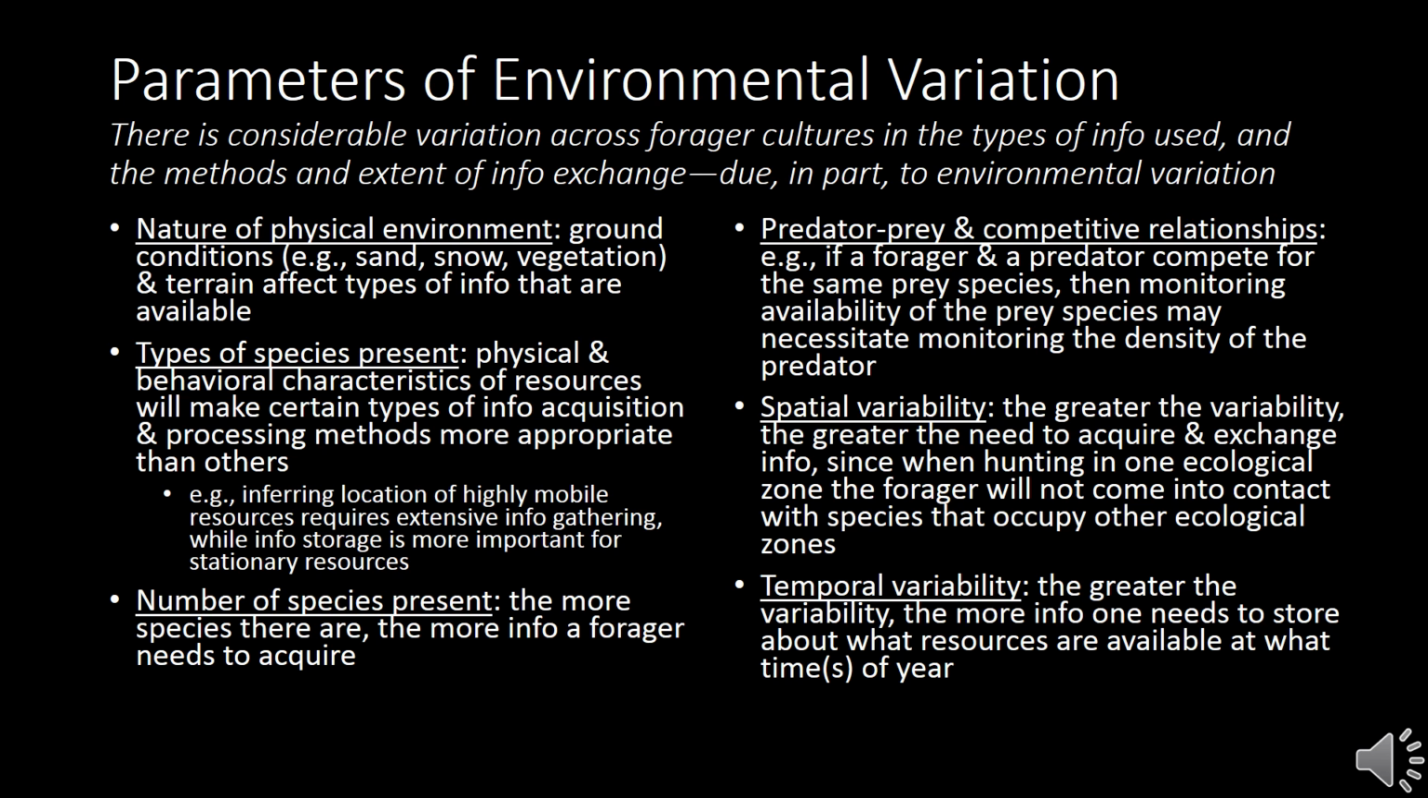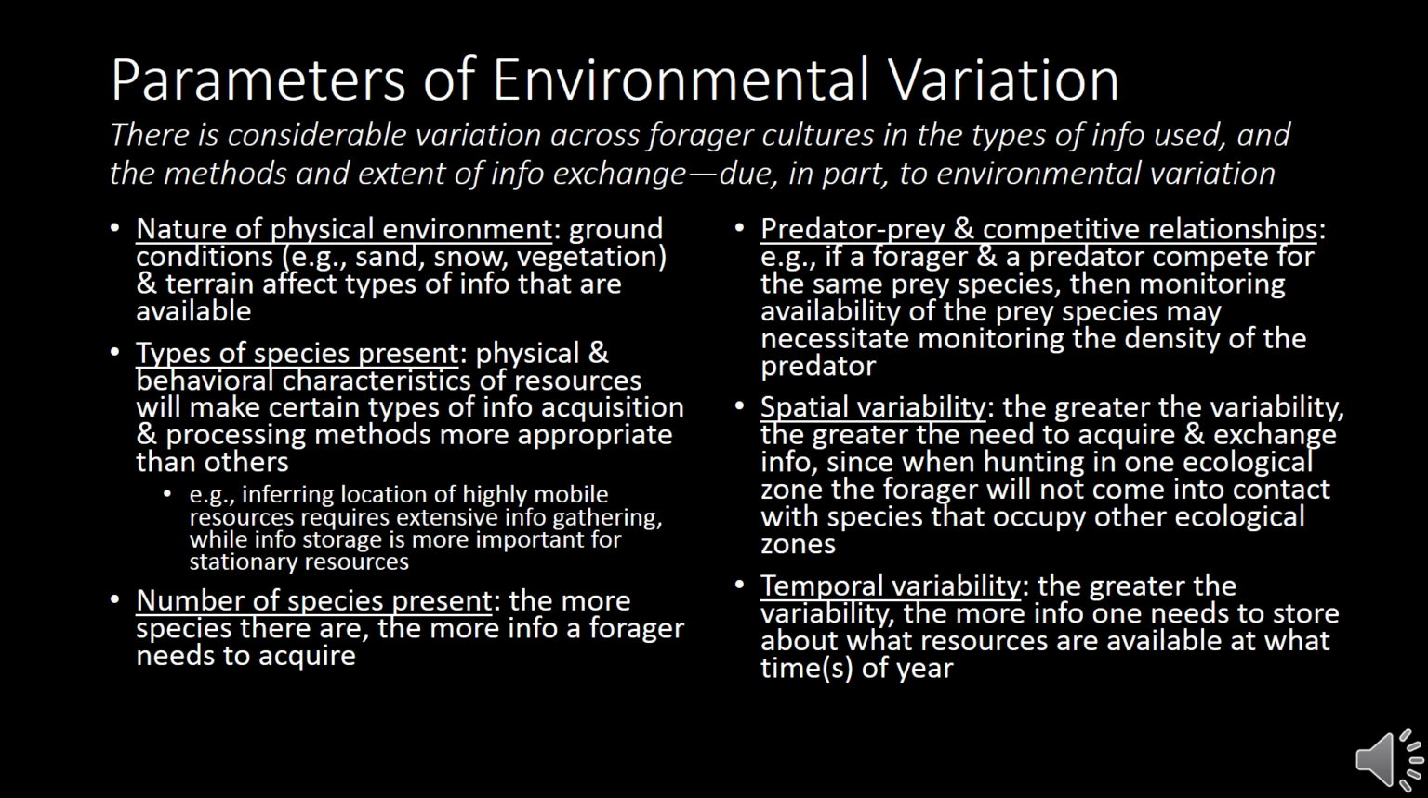The fourth parameter is predator-prey and other competitive relationships. For example, if a forager and a predator compete for the same prey species, then monitoring the availability of the prey species may necessitate acquiring information about the density of the predator. Or, if a forager group competes with other animals for a plant resource, monitoring the availability of the plant species may entail monitoring the density of the competitor species.